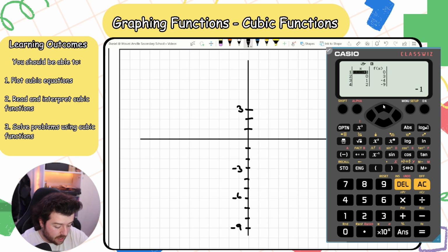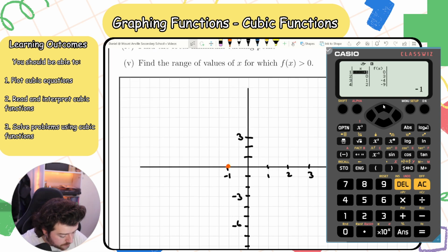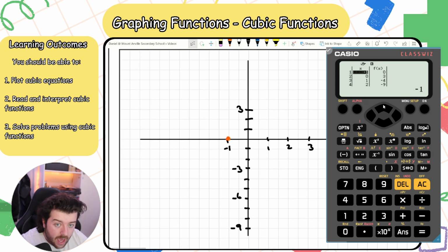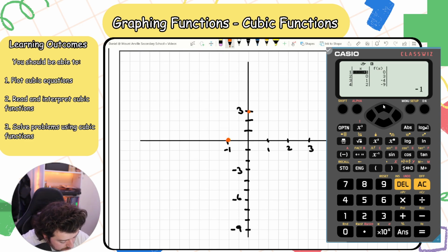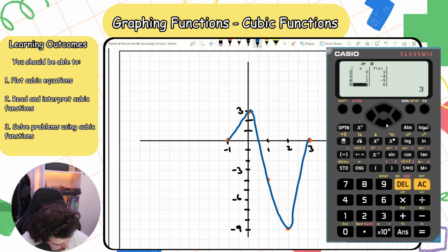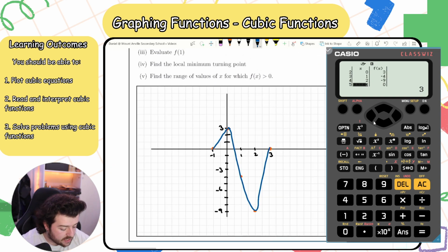Right, so let's plot these points, shall we? So minus 1, 1, 2, 3. So let's plot these points. Minus 1, 0 is my first point. 0, 3 is my next point. 1, minus 4 is my next point. 2, minus 9. And then 3, 0. So there you go. I have 3 distinct roots there.